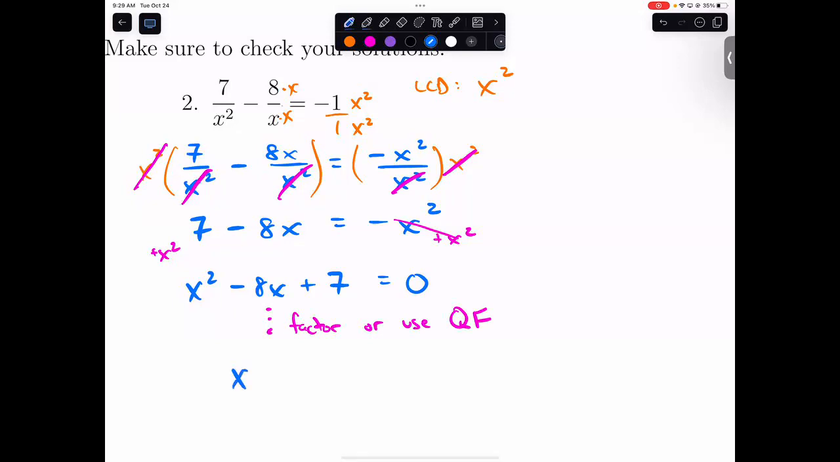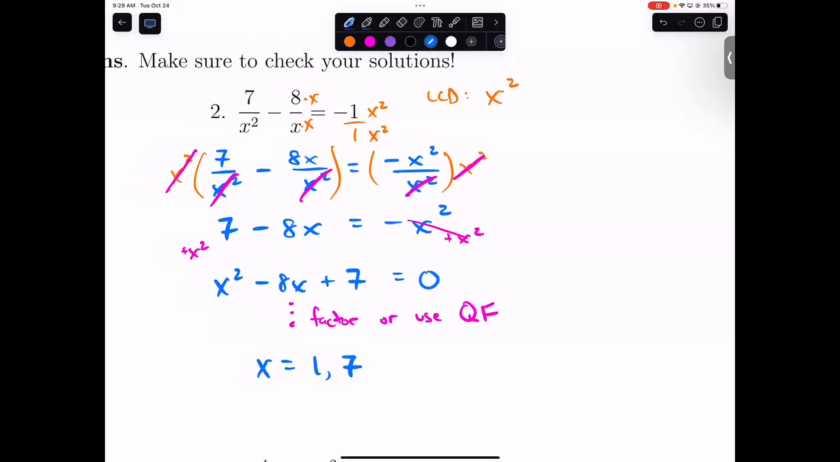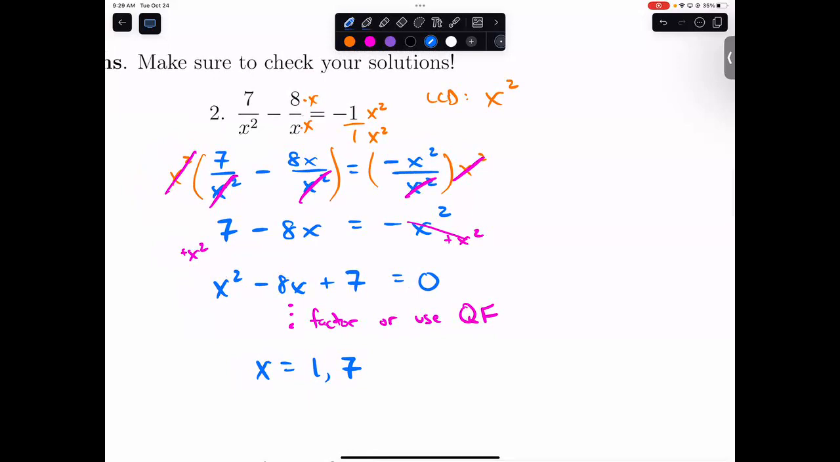And what do you get? x minus 1, x minus 7 equals 0. So as solutions then we get 1 and 7. Okay. And do 1 and 7 both work in the original equation? What's the only thing that would not work in the original equation? The only place it's undefined. x equals 0, because if x is 0, that makes that 0.